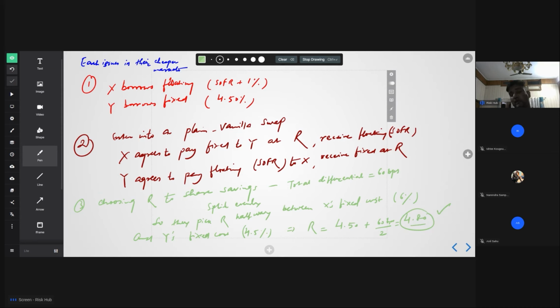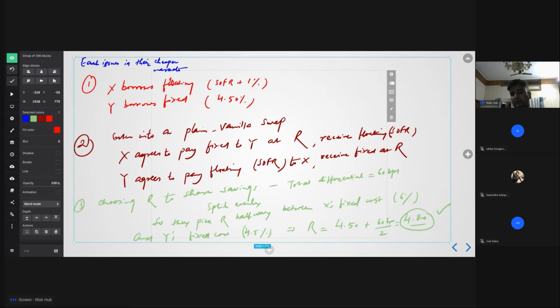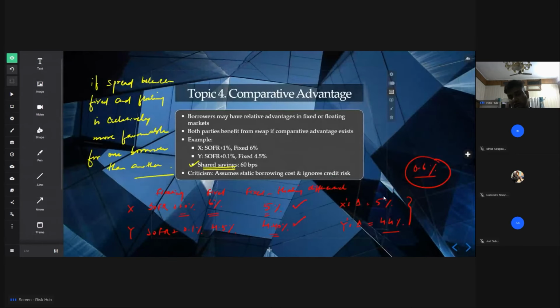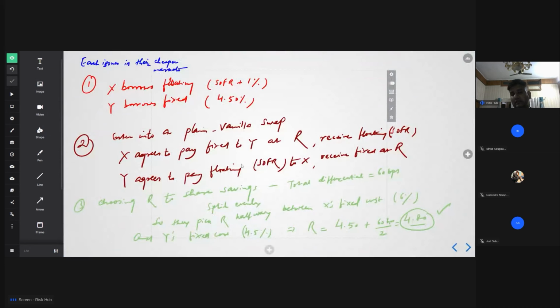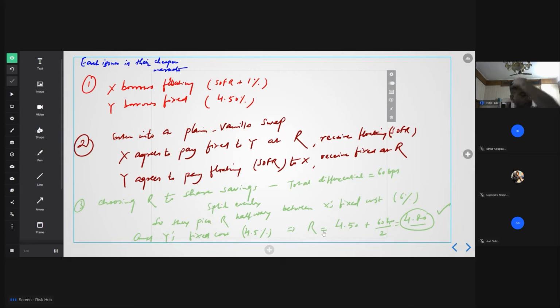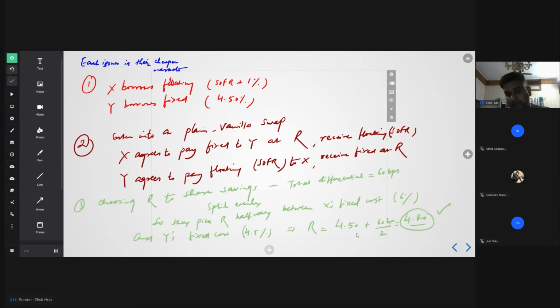So I'm telling you that when you talk about shared savings and comparative advantage, this is how they will use comparative advantage. First, they will borrow in their cheaper markets. In both cases, if you go back and see, they borrowed in their cheaper market. One was SOFR plus 1%, the other was 4.5%. Once they borrowed in the cheaper market, they enter into a plain vanilla swap. They kept the fixed rate at R, receive fixed rate, then try to find out the differential saving, and then they divide it and adjust it. So very logical in nature to understand. If you have any question, you can ask.